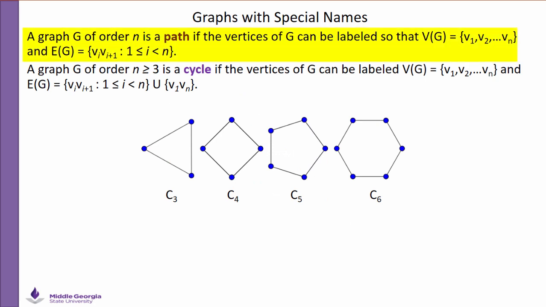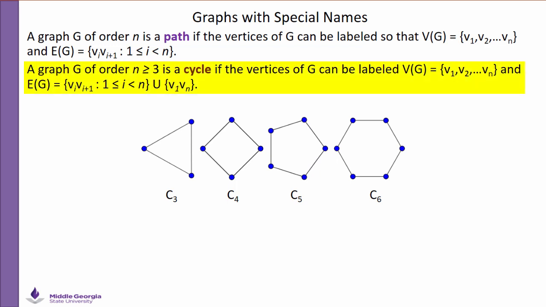A graph G of order n is a path if the vertices of G can be labeled so that V of G equals V sub 1, V sub 2, and so on to V sub n, and the edges of G are equal to the set of V sub I, V sub I plus 1. Those would be adjacent vertices, such that I is between and including 1 up to n minus 1. That's a path. To get a cycle, we first have to have a path.